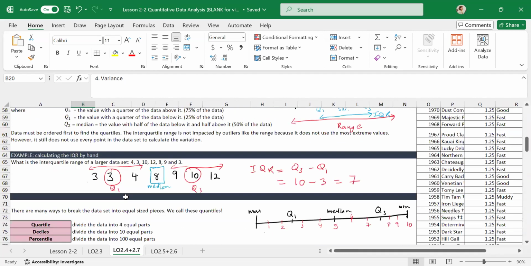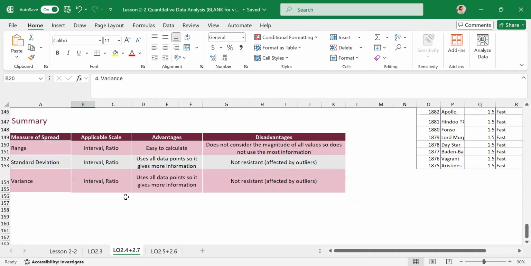The final thing in this learning outcome that I wanted to talk to you about is just a quick summary. The range, the standard deviation, and the variance are calculations, so they all need numbers to find them, so they only work for interval or ratio level data. The advantage of the range is that it's easy to calculate. The disadvantage is it only uses 2 numbers. The same thing is true for the interquartile range, that it only uses 2 numbers.